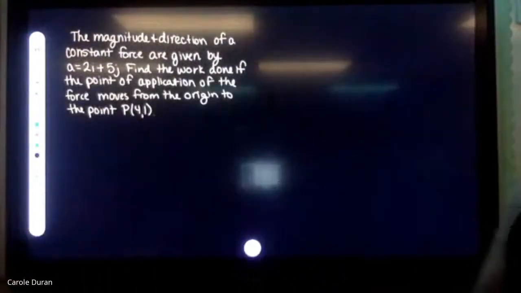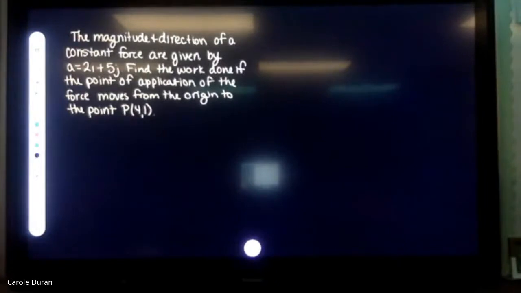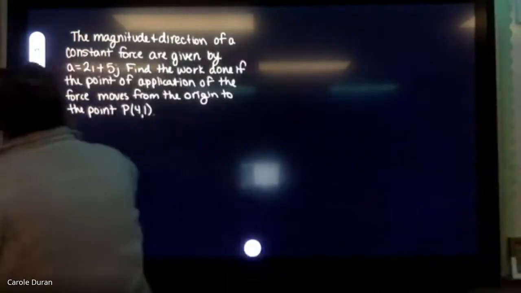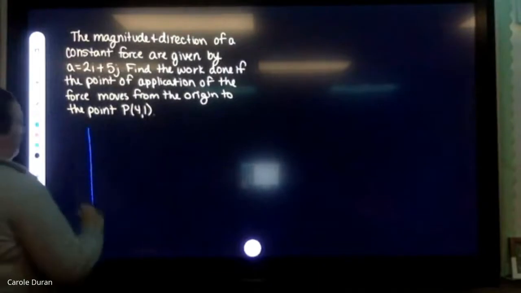Okay, so this example says that the magnitude and direction of a constant force are given by A equals 2i plus 5j. That's really just a fancy way of saying that this is our vector. Find the work done if the point of application of the force moves from the origin to the point P(4, 1). So the first thing we're going to do is put this information on a graph, because it's a lot easier, in my opinion, to figure out what we're doing with it once it's on a graph.